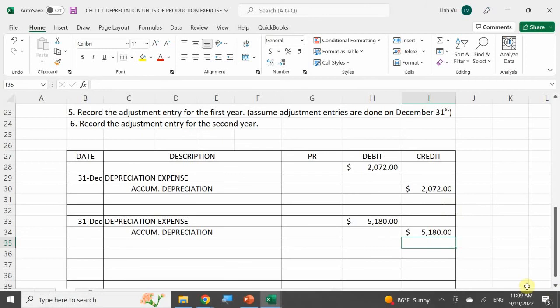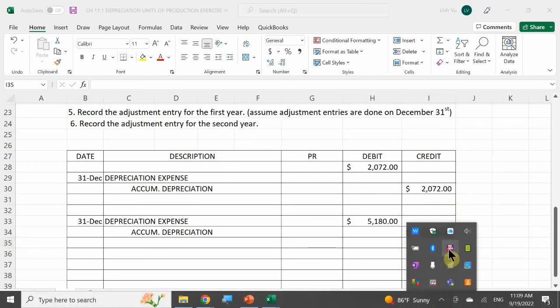All right. Good job. All right. So any questions in regards to the very first depreciation method that we learned today?